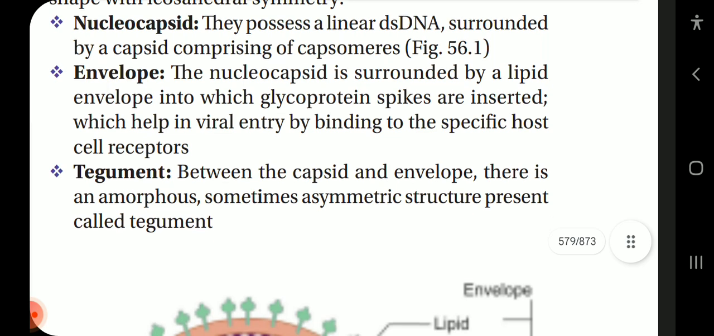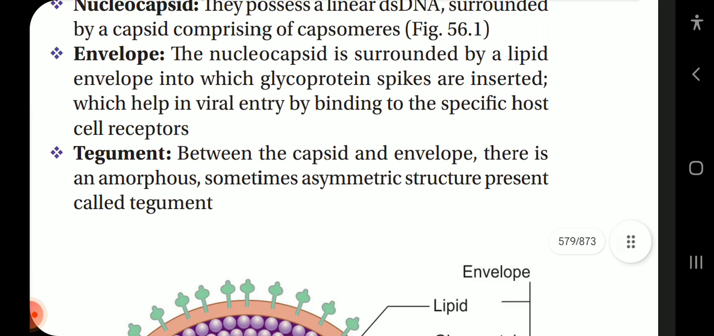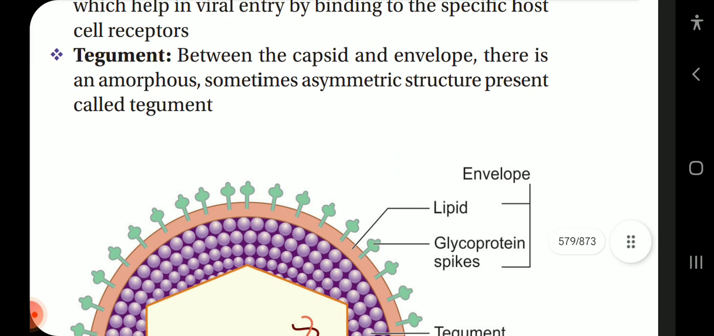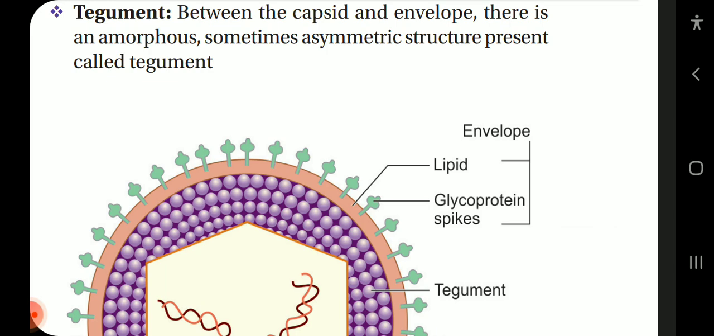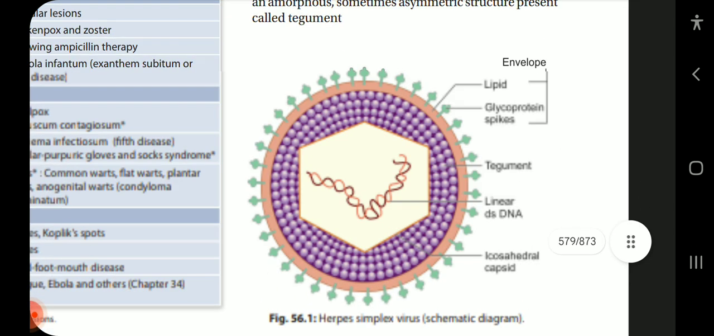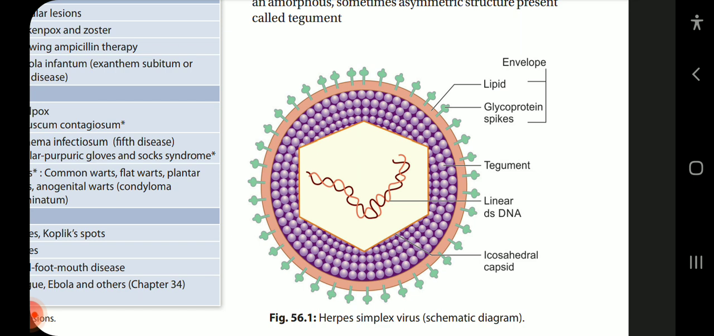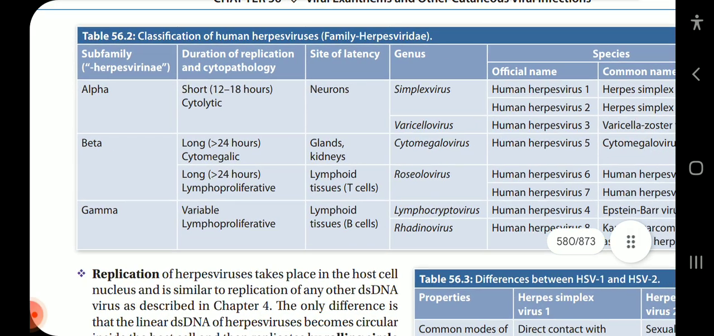Envelope. The nucleocapsid is surrounded by a lipid envelope into which glycoprotein spikes are inserted, which help in viral entry by binding to the specific host cell receptors. Tegument. Between the capsid and envelope, there is an amorphous, sometimes asymmetric structure called the tegument. In this figure, we can see the schematic diagram of herpes simplex virus. From outside to inside, we have glycoprotein spikes and lipid, which constitute the envelope. Then we have the tegument. Inside, we have the icosahedral capsid, which contains a linear double-stranded DNA.